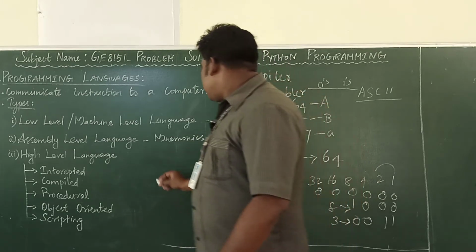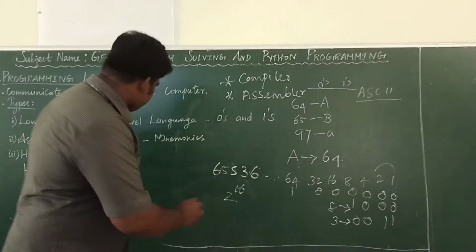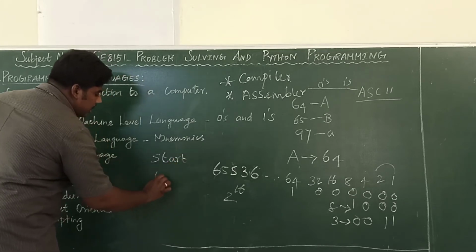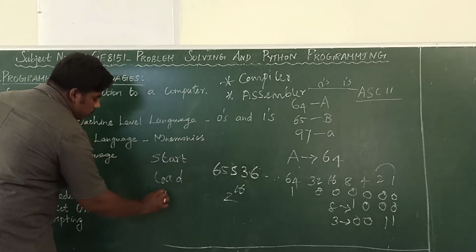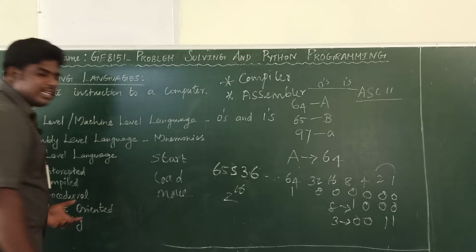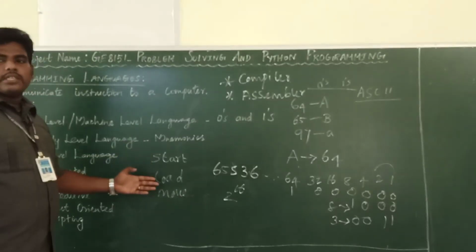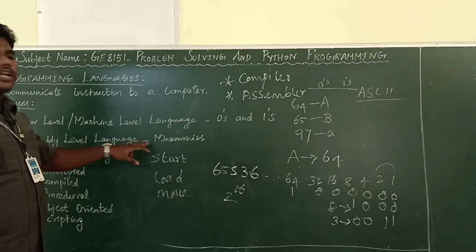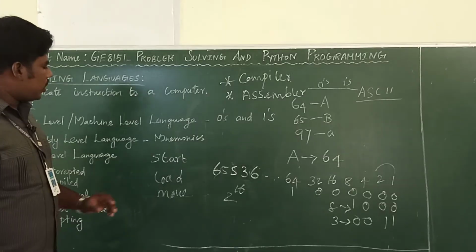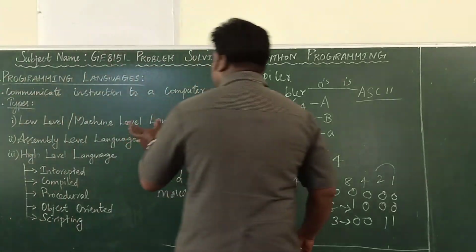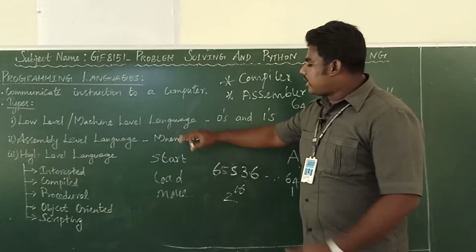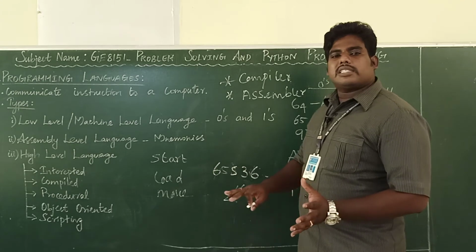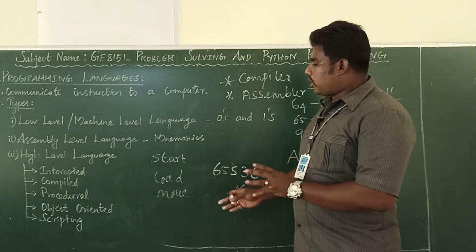For example, start, then load, move. Like that, they give the instructions. Each and every step of instruction in the assembly level language is called as mnemonics. So mnemonics are nothing but instructions, each and every instruction in the assembly level language. Start, load, move, like that. This is the second generation of programming language.